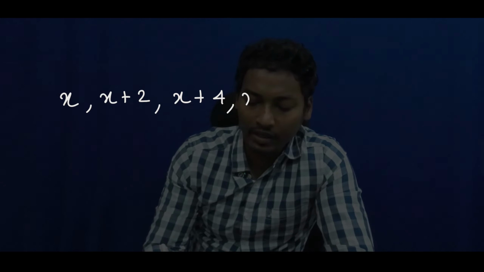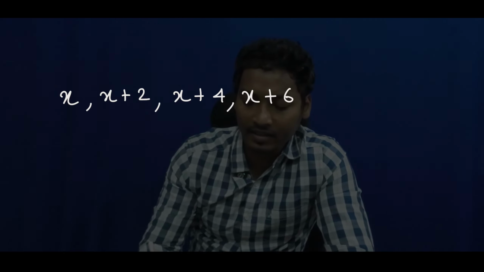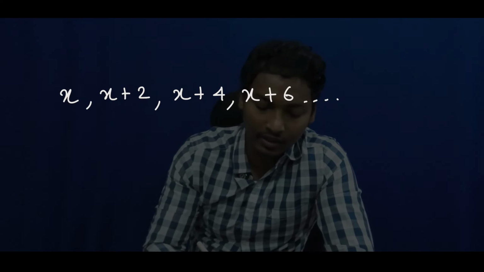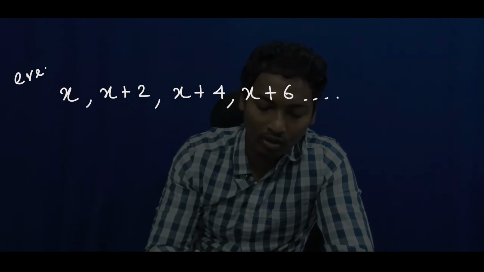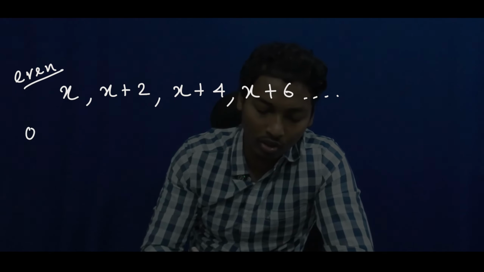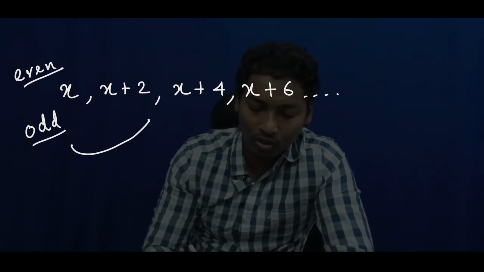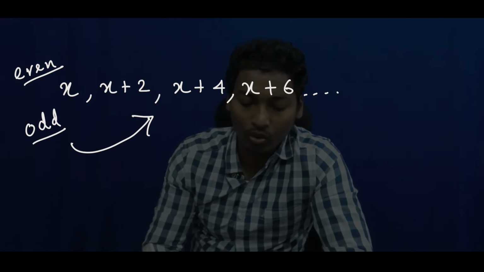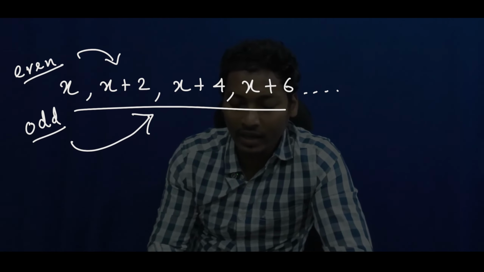So let's say the first even integer you're taking as x. The next even integer has to be x plus 2, the third even integer has to be x plus 4, and the next one has to be x plus 6, and so on. This is for even as well as for odd. So if you have even integers or odd integers, you're going to follow the same pattern. Now some of you may ask why.